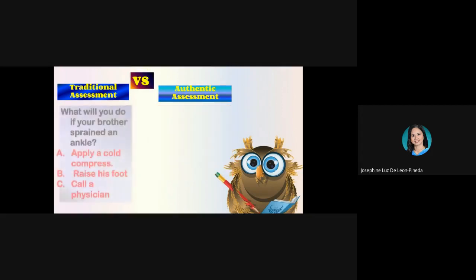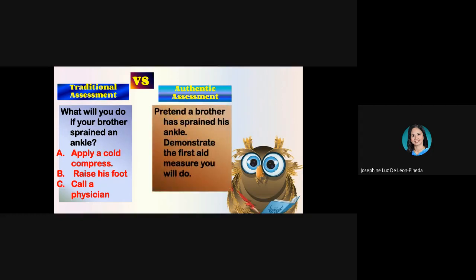Next, what will you do if your brother sprained an ankle? So then again, you have options. A, apply a cold compress. B, raise his foot. C, call a physician. So that is an example again of a traditional assessment test. While in authentic, here's what you can do. You can pretend that someone has sprained his ankle, for example, your brother or your classmates. No? Demonstrate the first aid measure you will do.